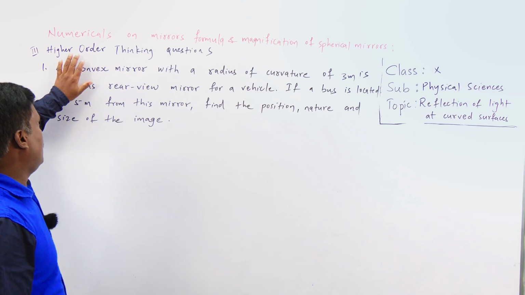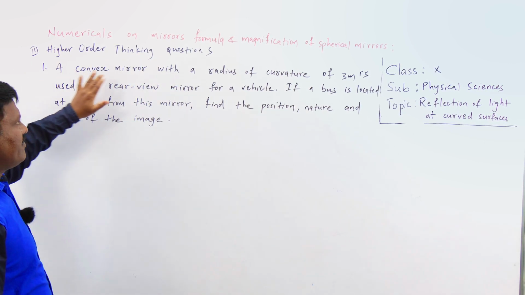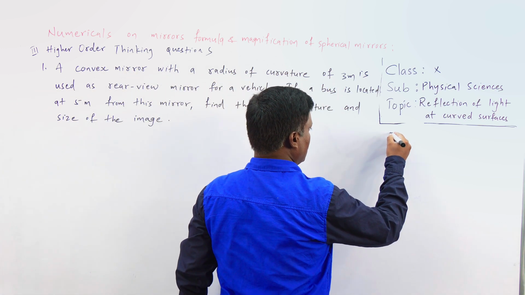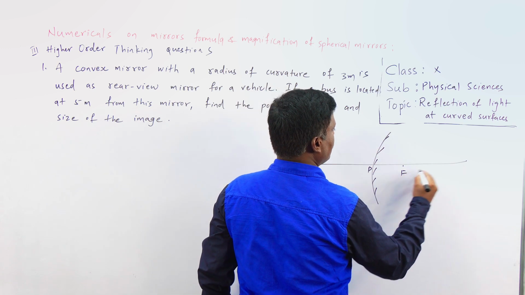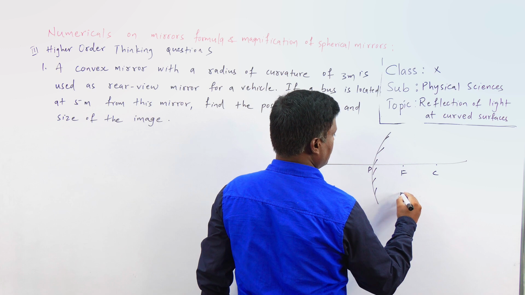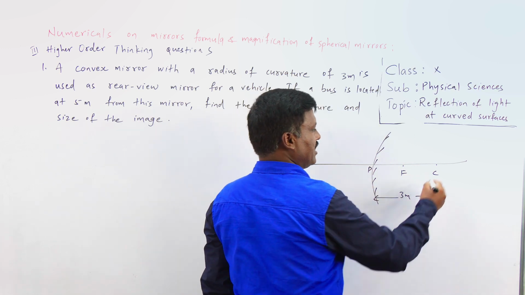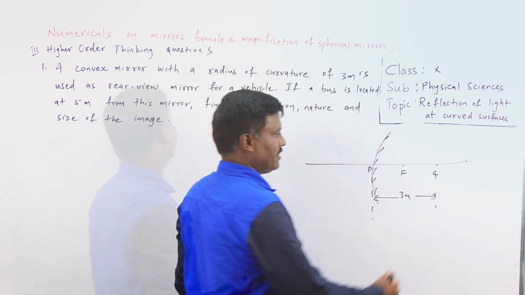So this is a higher order thinking question. First problem. A convex mirror with a radius of curvature 3 meters. So first we have to draw the convex mirror. So the radius of curvature of the convex mirror is 3 meters. This is 3 meters, the radius of curvature. The distance between the pole and the center of curvature is called the radius of curvature.